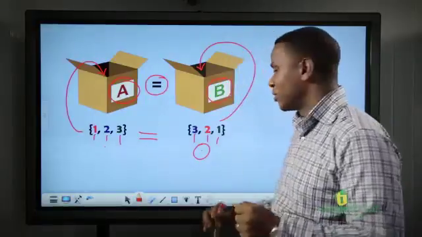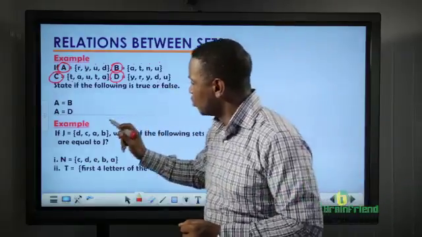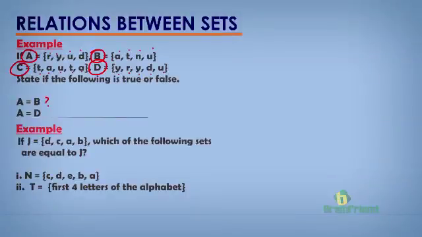Let's go on and take some examples. Set A has elements R, Y, U, and D, while set B has elements A, T, N, and U. Set C has elements C, A, U, T, and A, and set D has elements Y, R, Y, D, U. State if the following is true or false. Let's determine if A is equal to B and if A is equal to D.